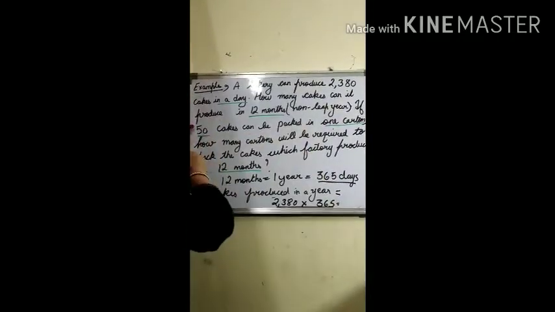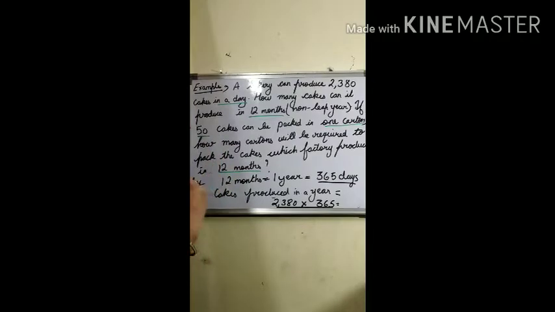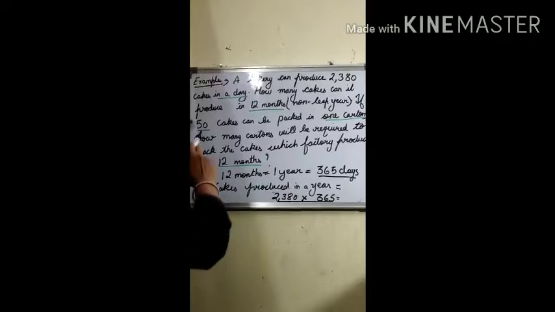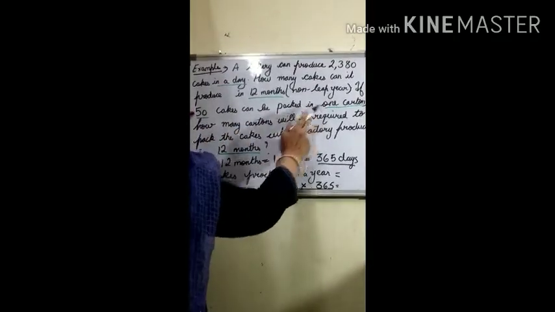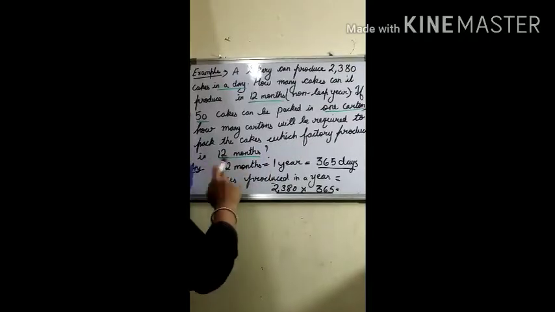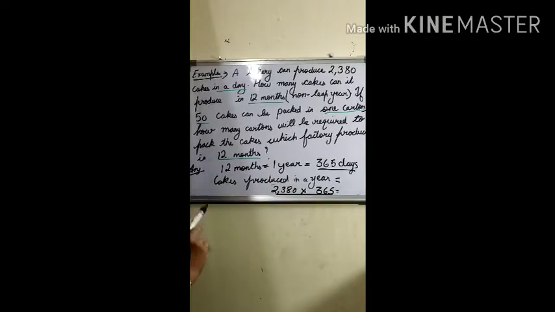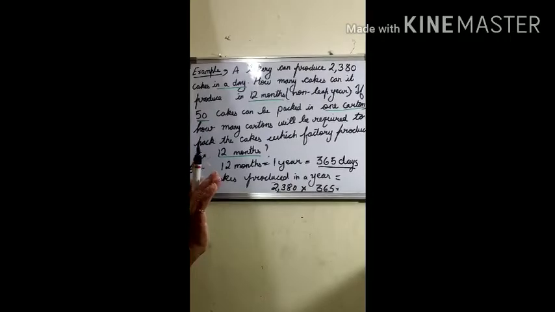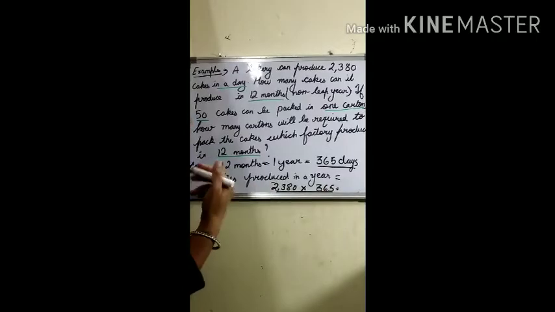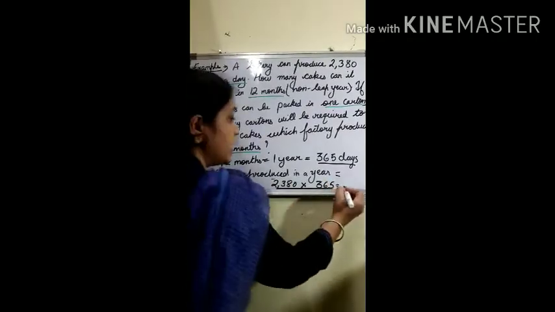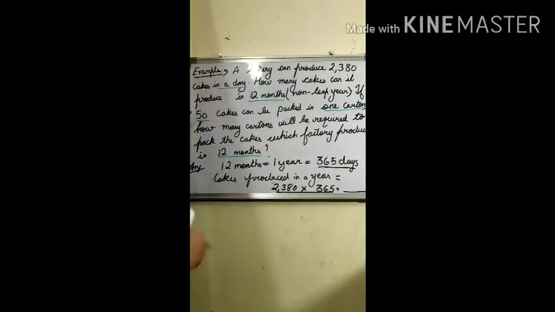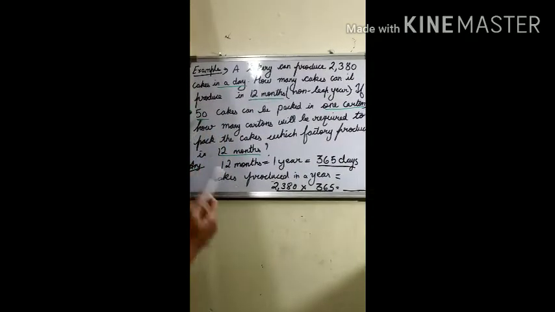Then it has been asked, if 50 cakes can be packed in one carton. After the cakes are produced, now the cakes are being packed in cartons. 50 cakes they are packing in one carton, and how many cartons will be required to pack the cakes which the factory produces in 12 months? That means in each carton 50 cakes will be there. So whatever product we get here, we will divide that by 50. Then we will get the number of cartons.